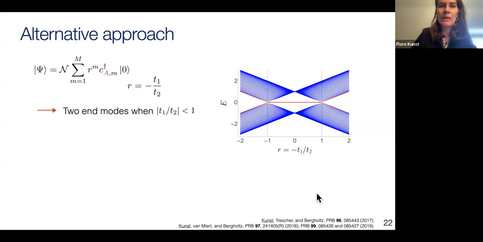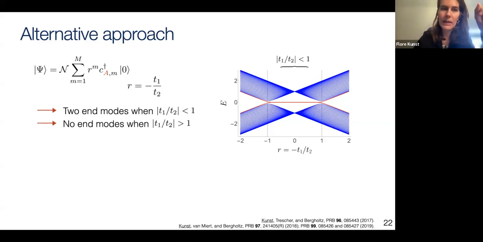So what does this then tell us? This eigenstate here with this ratio basically says, okay, this is well localized if T1 over T2 is smaller than 1. And indeed, I find 2 eigenmodes in that case. So this is exactly what the winding number also told us.